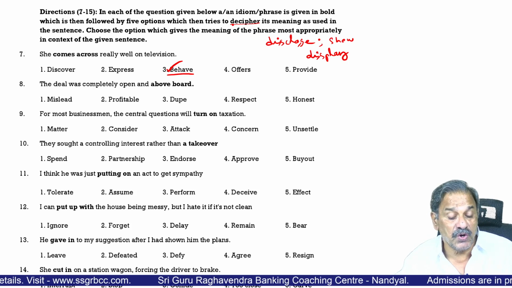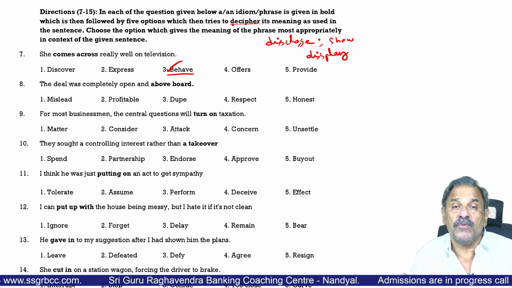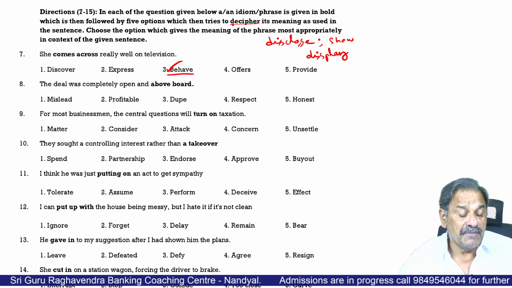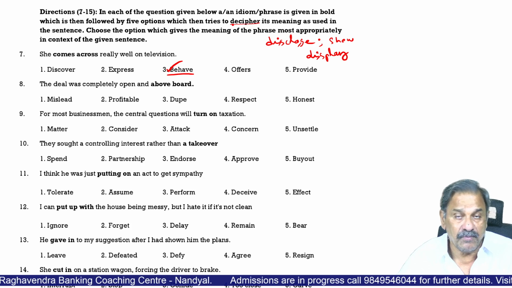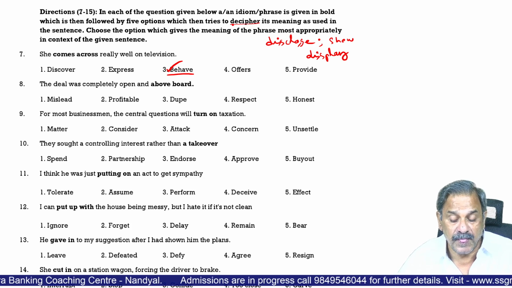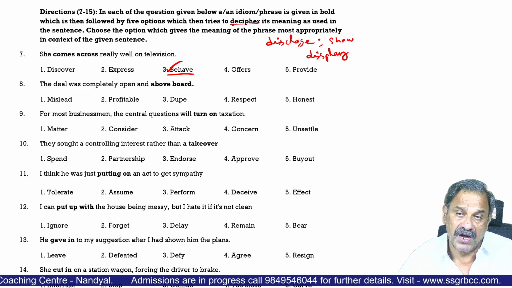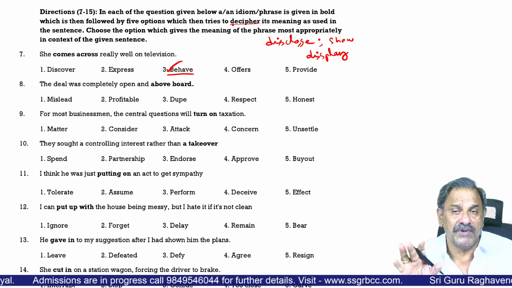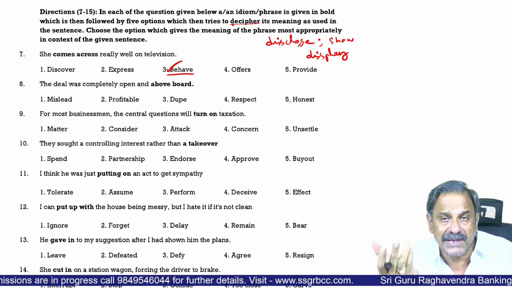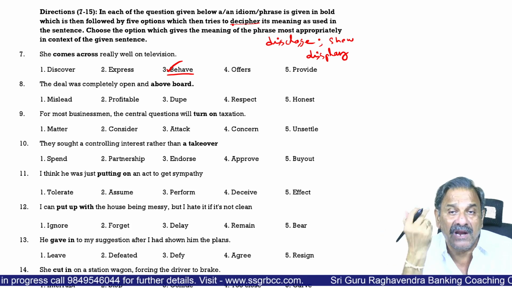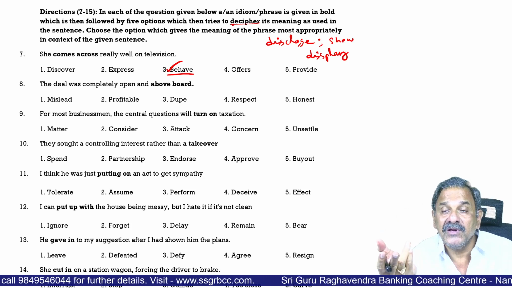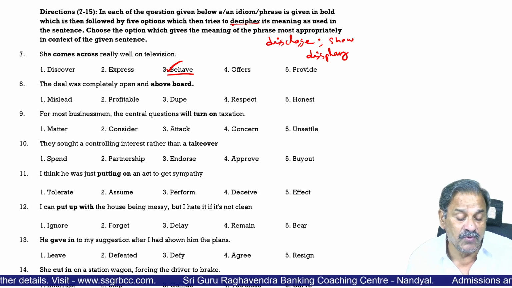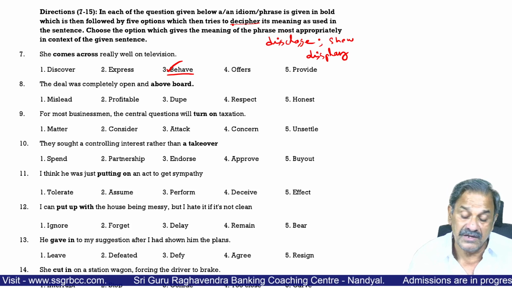Positive. So, in parallel usage, completely open is positive, so what comes afterward must be positive. Mislead, negative. Profitable, okay, positive. Dupe, duplicate. Respect, okay, it is also positive. Honest, positive. But which one is suitable? The deal was completely open. That means completely open means completely honorable, completely acceptable, completely viable, completely reasonable, completely feasible. So automatically you have to go for honest. The deal was completely open and honest.